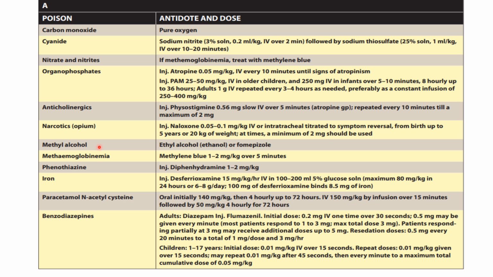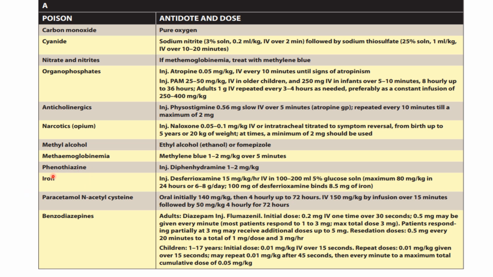So in narcotics, the antidote available is naloxone. Mainly we are using naloxone, which is an opioid antagonist. Then for alcohol poisoning, we are mainly using fomepizole or ethanol. Then methemoglobinemia, antidote used is methylene blue. Then phenothiazine is an antipsychotic. Then its toxicity can be treated with the use of diphenhydramine.